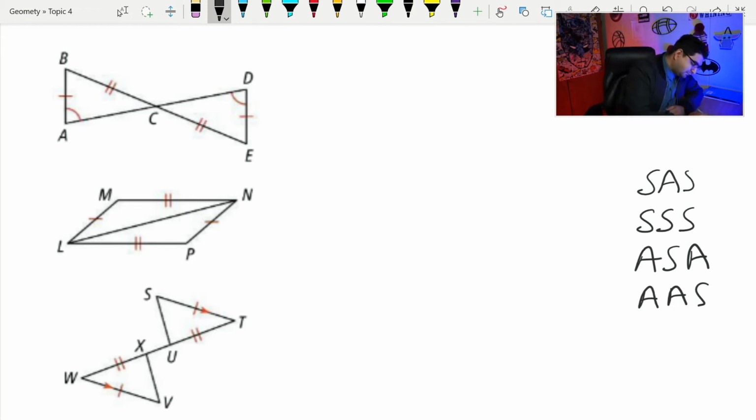So this first one, I can see here that we have an angle, we have a side, and then we have another side. So we have angle, side, side, which unfortunately there is not a theorem that goes by angle, side, side. So I don't have enough information here to prove that these two would be congruent. So not enough info.